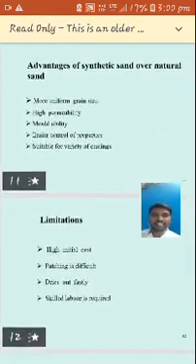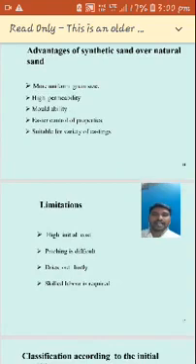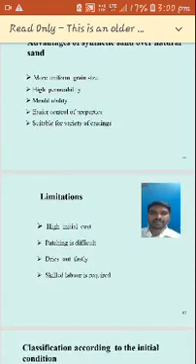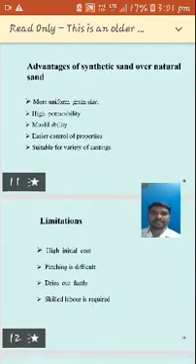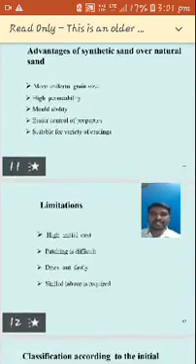A few advantages and limitations are there. It has a more uniform grain size, high permeability, better moldability, easier control of properties, and is suitable for a variety of castings. That is the advantages of synthetic sand over natural sand.